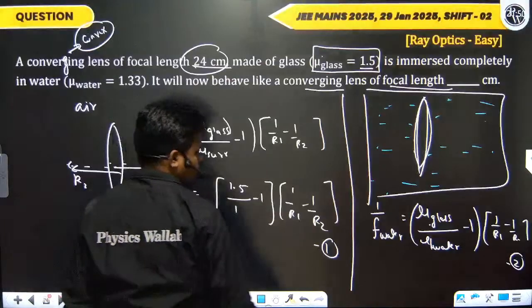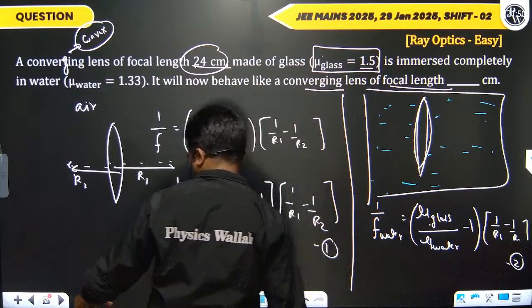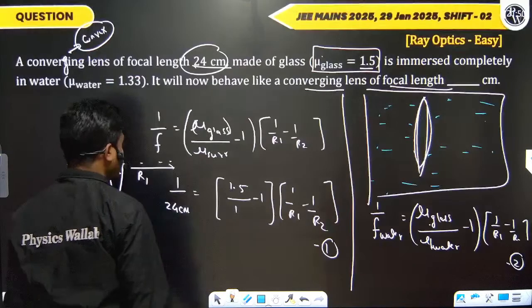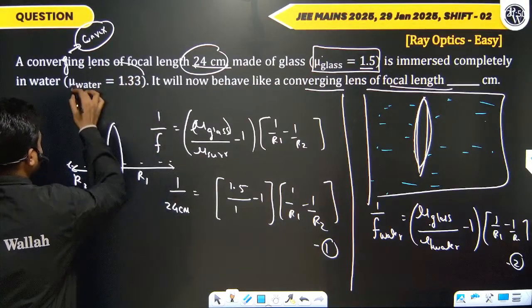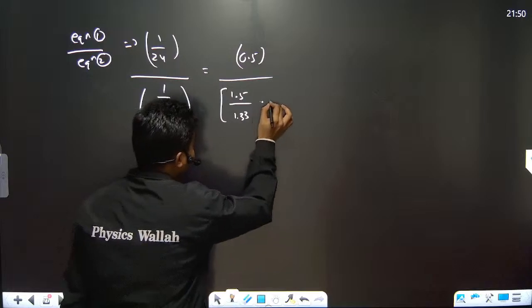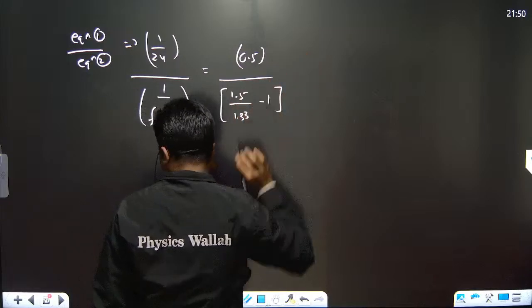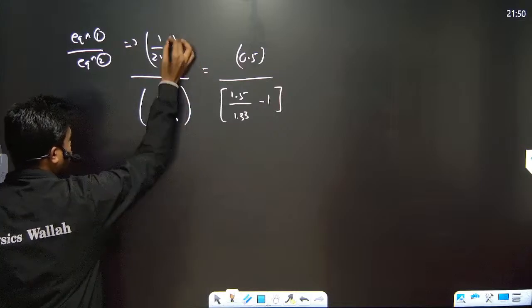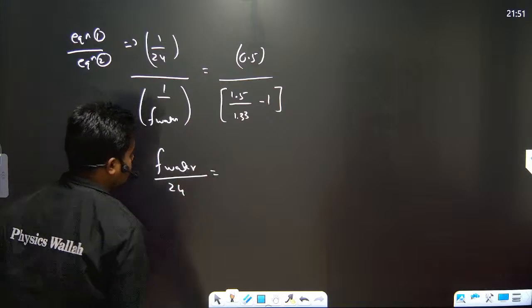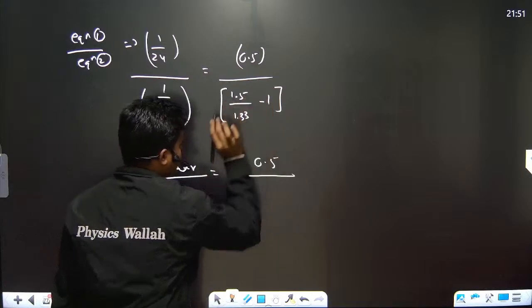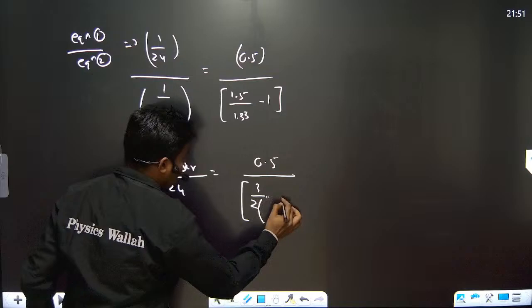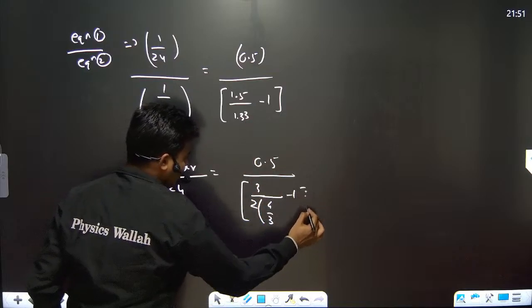divided by mu of glass by mu of water. We have to put the values over here. Mu of glass is 1.5 divided by mu of water 1.33, as they have mentioned, minus 1. These two terms will get cancelled, so this particular term will go up. That is focal length in water divided by 24 centimeter. This is 0.5. I can write 1.5 in terms of the fraction, it will be easy to solve: 1.5 is 3 by 2, and 1.33 I can write as 4 by 3, minus 1.